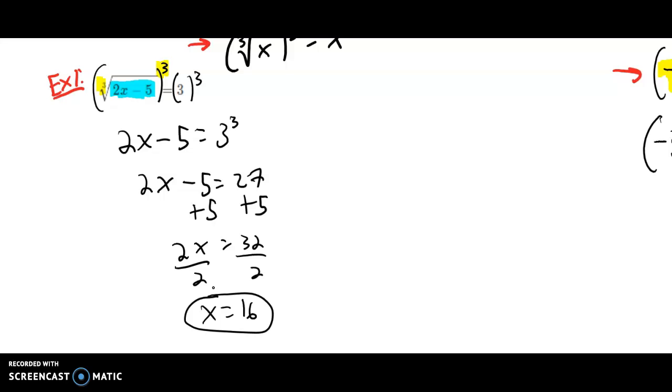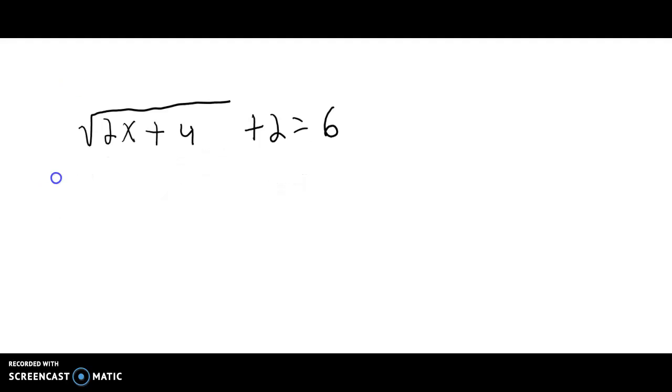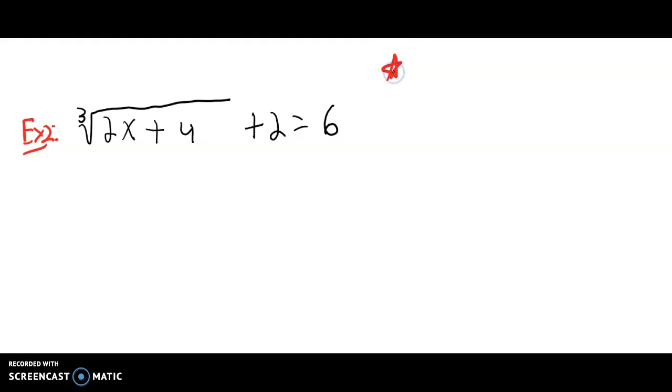Let's look at our second and final example. We're going to call this example 2. And this should be a cube root here, so make sure that's a cube root. Okay, a little bit different this time. We see a plus 2 off to the side. We need to make sure to always isolate the radical first, which means we need to get this guy all by himself first.